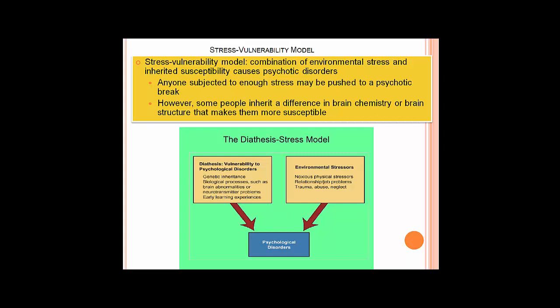And so look, under diathesis: vulnerability to psychological disorders, genetics. So you've got genetics, biological processes, early learning experiences. Then there are environmental stressors, noxious physical stressors, relationship and job problems, trauma, abuse, neglect.